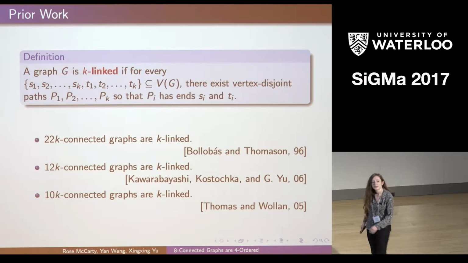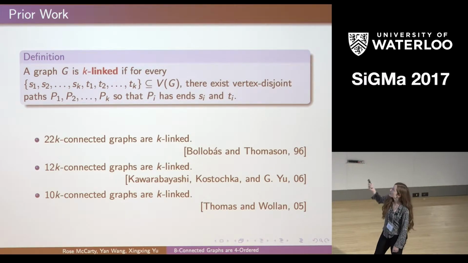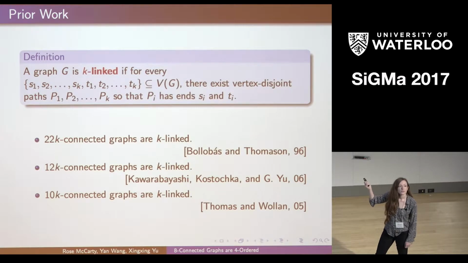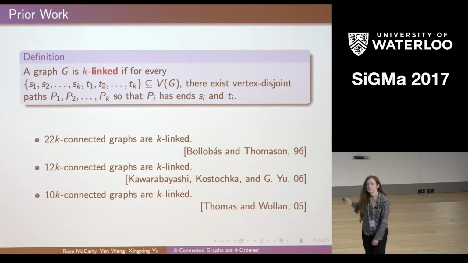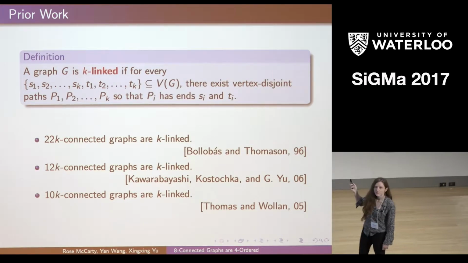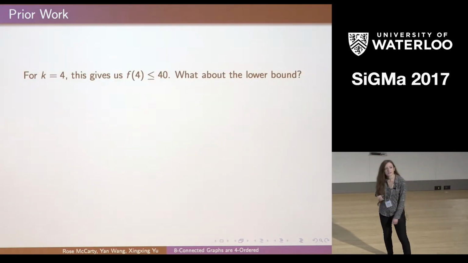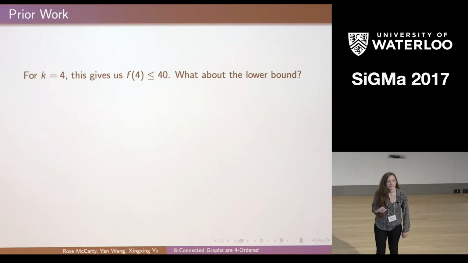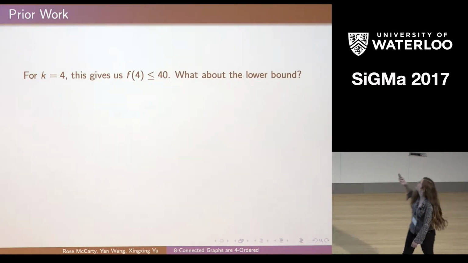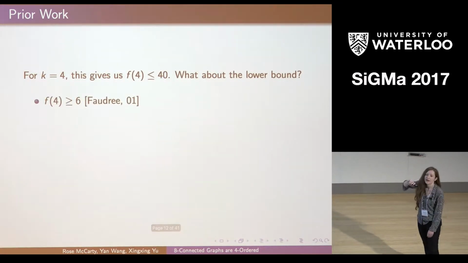I should also say that for the case of k equals 3, there's a better bound. We in fact know that 10-connected graphs are 3-linked, but this is the best known for k equals 4. So for k equals 4, this gives us the best known upper bound currently, which is that f(4) is less than or equal to 40. And so what about the lower bound?